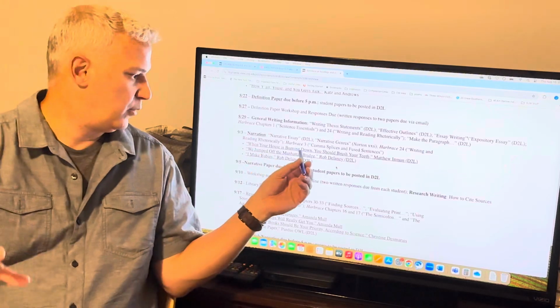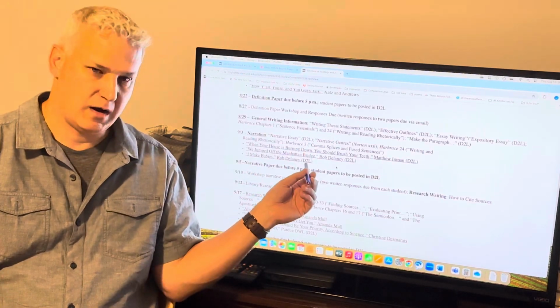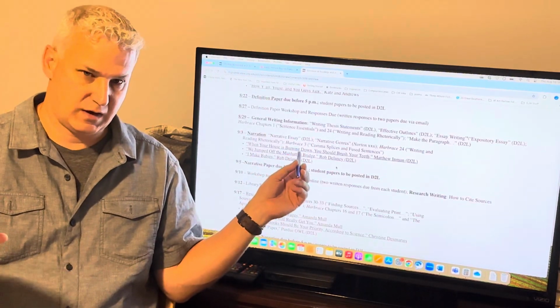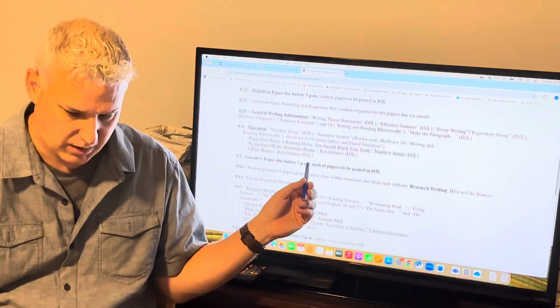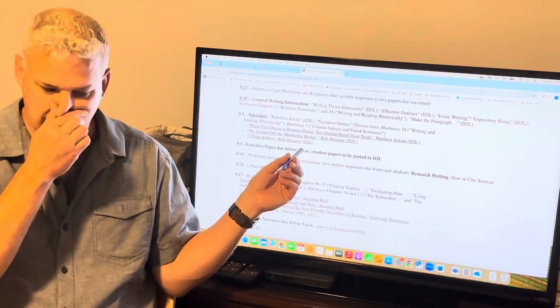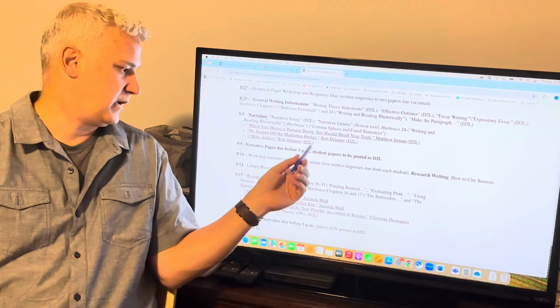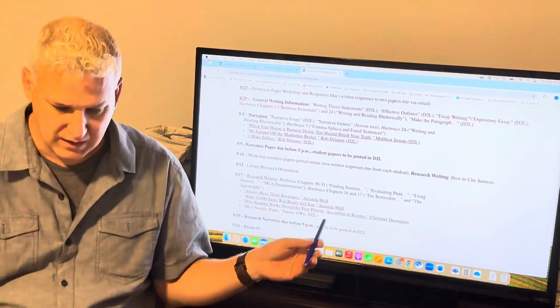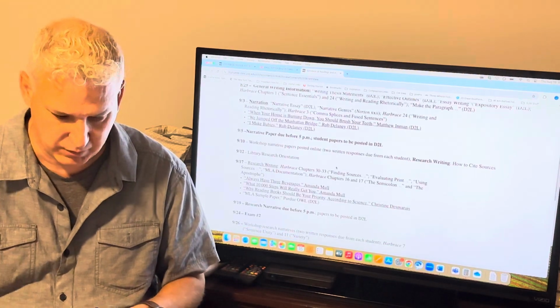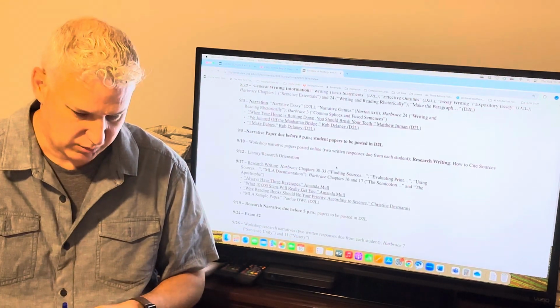Then the second paper will be the narrative paper. We will talk about the guidelines for it, and we'll read some model essays for that. Each time we'll read at least 1 or 2 model essays. In this case, 3 for the narrative paper. Then it's due on September 5th. We'll workshop it September 10th.